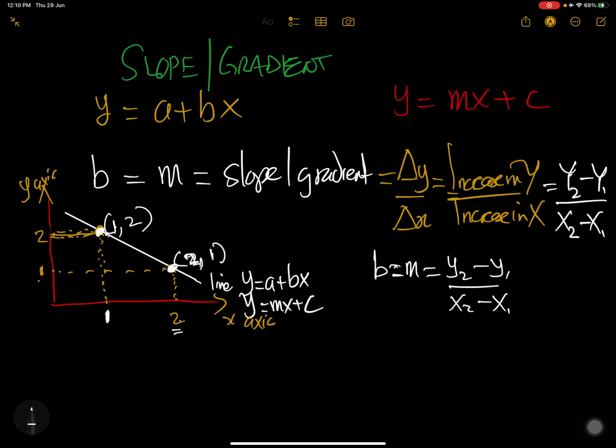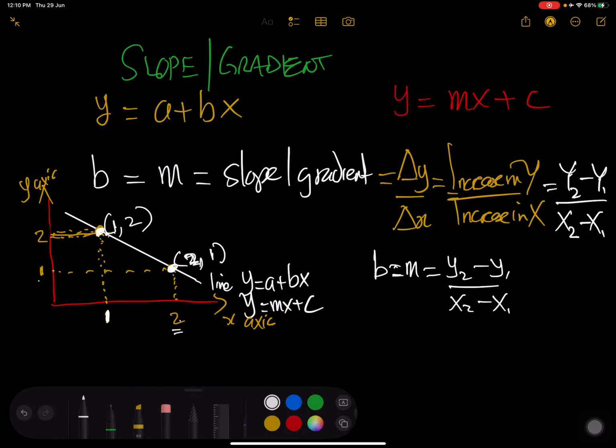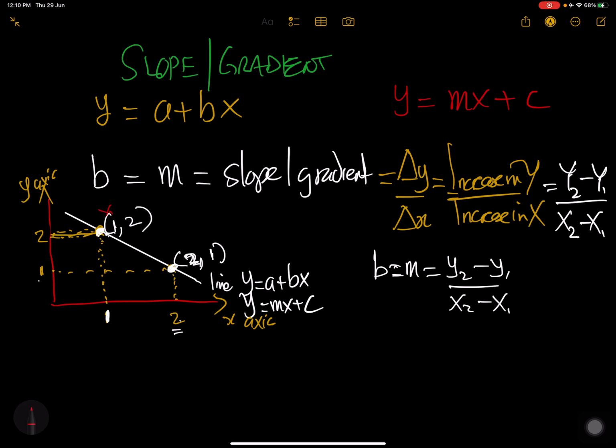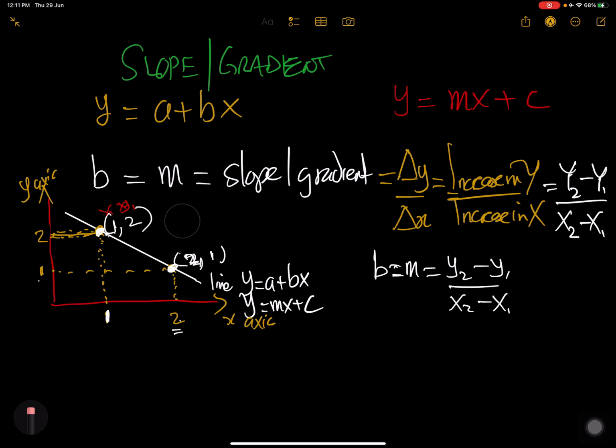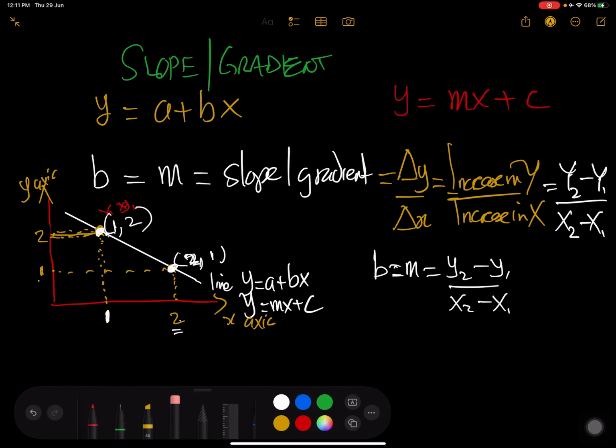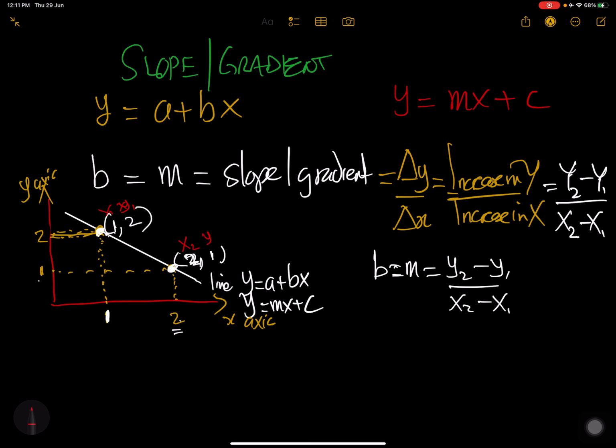And to do that, we are saying y2. So we can decide, it's up to us. We can decide that this is our x1 and this is y1, or we can decide that this is our x1 and y1. And we're going to get the same result. It doesn't matter whichever one we pick and choose. If we pick any other one, it will be fine. Okay. So let's say this is our x2, and this is our y2.